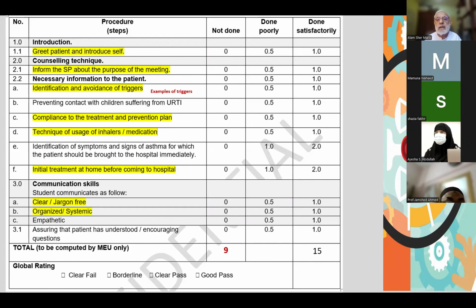So this is one method of identifying the requirement of a minimally competent or borderline pass candidate: we look at the marking scheme and identify the most relevant, most important points, and highlight those, and the candidate must meet this criteria before they are allowed to pass. So this is one way of doing it, and I think it's quite useful.